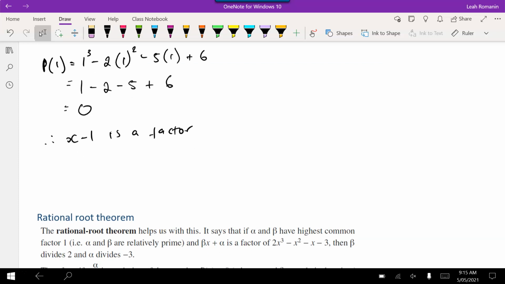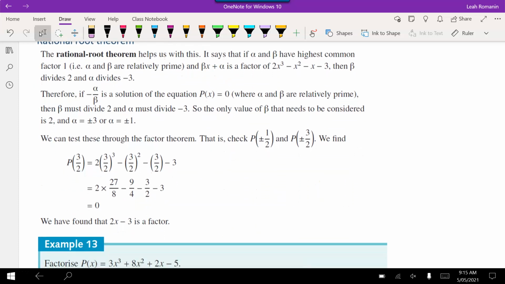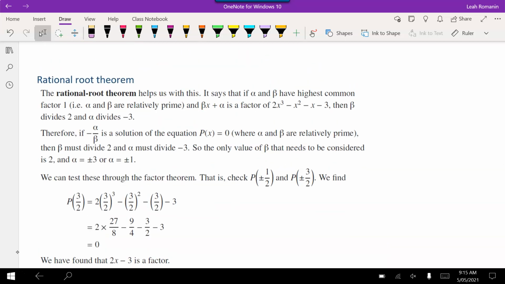Now, obviously, I'm not a big fan of trial and error. There is a quicker way to get there, and it's called the rational root theorem. Now, this is a lot of stuff happening here. I'm not expecting you to write it all. Basically, what this huge slab of writing is saying is that when we're looking at a particular polynomial like this, beta divides this, and alpha divides that number. So you're going to be looking at a particular bunch of combinations, but it's going to narrow down the numbers that you can pick when you're looking for a divisor.